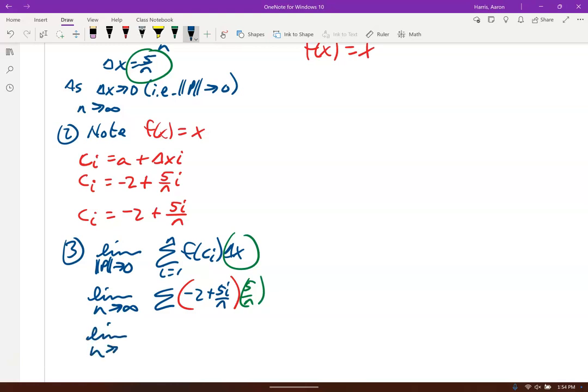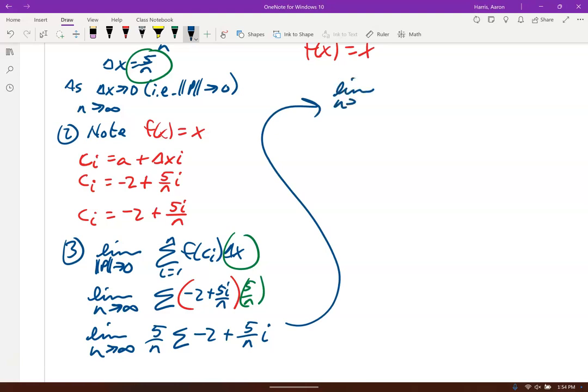So we've got the limit as n goes to infinity. Let me put the 5 over n in front. And I got negative 2 plus 5 over n times i. So we got limit n goes to infinity, 5 over n. Let me break that up. You know what, before I did that, I could just take that 5 over n through. Let me do that instead. Change my mind on this.